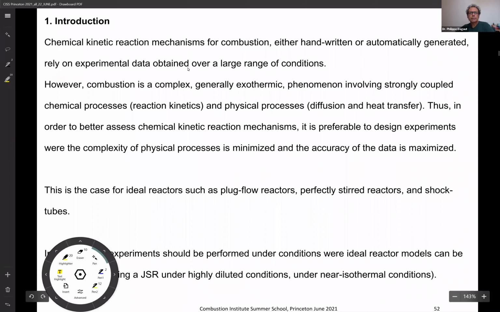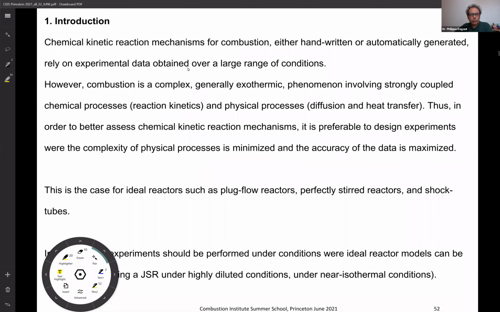The chemical kinetic reaction mechanisms that I showed briefly yesterday can be either handwritten or automatically generated, but they rely on experimental data obtained over a large range of conditions. I should say as large as possible. However, combustion is a complex, generally exothermic phenomenon involving strongly coupled chemical processes and physical processes. Thus, in order to better assess chemical kinetic reaction mechanisms, it is preferable to design experiments where the complexity of physical processes is minimized and concentrate on the observation of chemical phenomena.